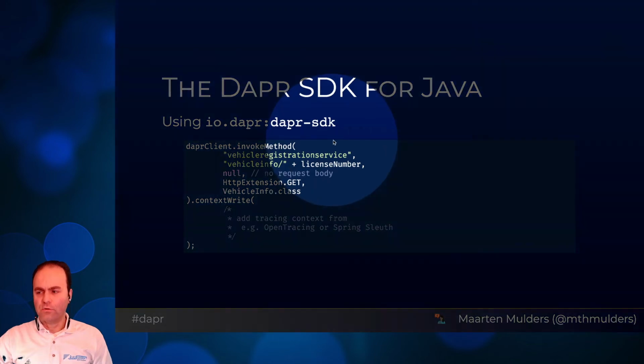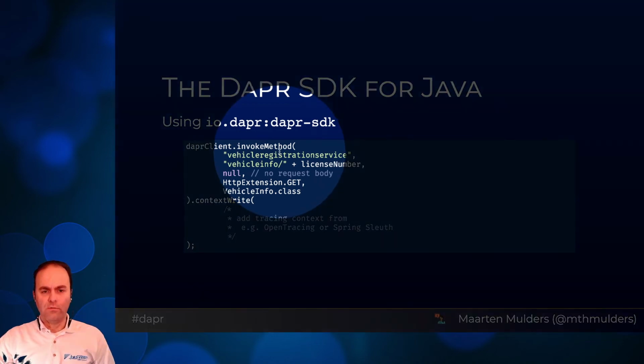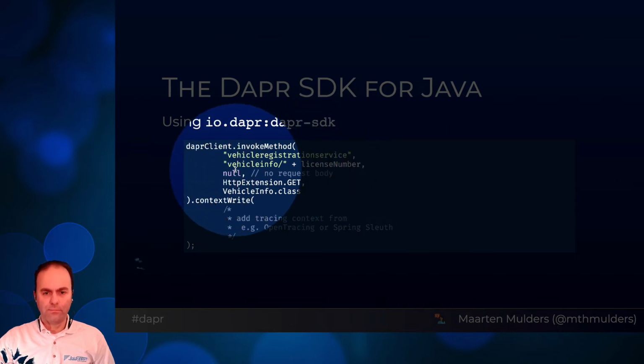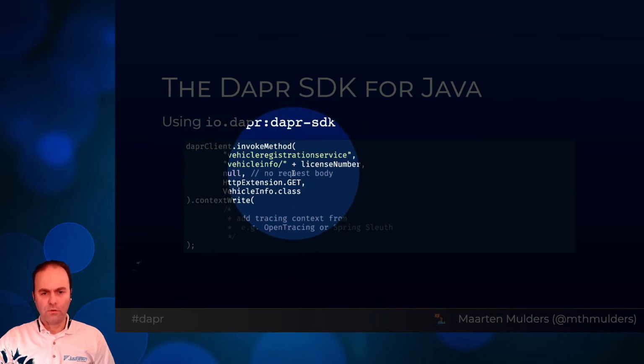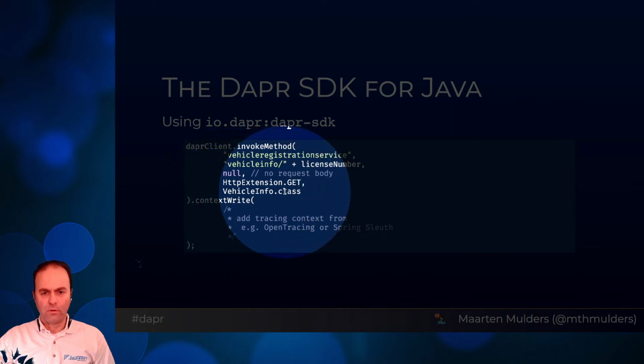It's published to Maven Central under these coordinates, and it exposes, among other things, a Dapr client class. Let's say we want to do a remote method invocation, invoking an API on a different application. We could say we invoke a method on the vehicle registration service. The name of the method is vehicle info plus the license number of the car. We do an HTTP GET, so we pass no request body. And the response that we get back, we want to convert that into an object of the vehicle info class.